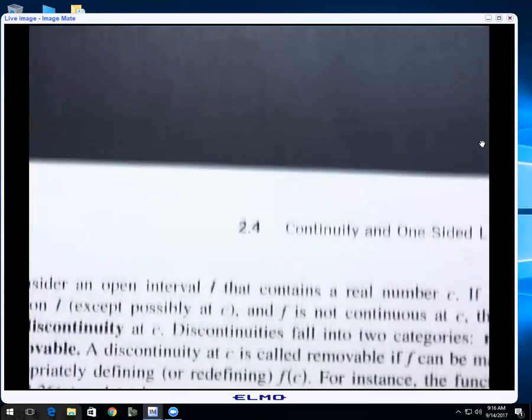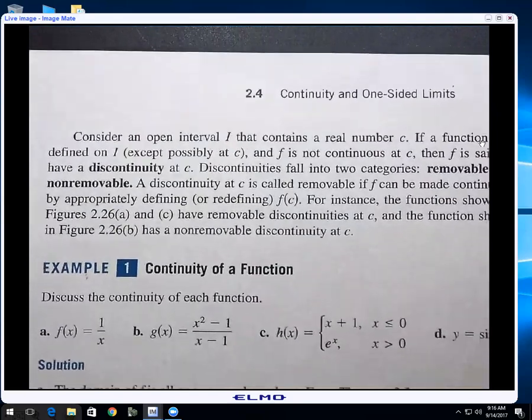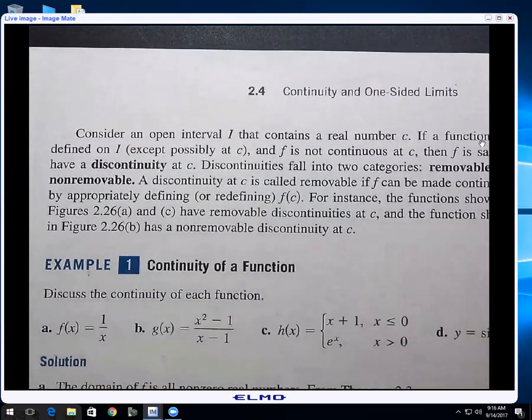Top of page 91, the difference between removable and non-removable discontinuities. Discontinuities can cause a problem in calculus. They can sometimes cause us not to be able to find the derivative, and the derivative is what we want to find most of the time in calculus. But some discontinuities are removable, in other words, fixable.